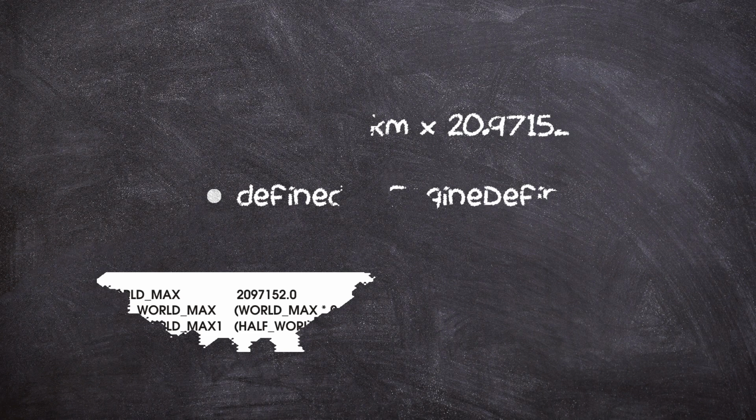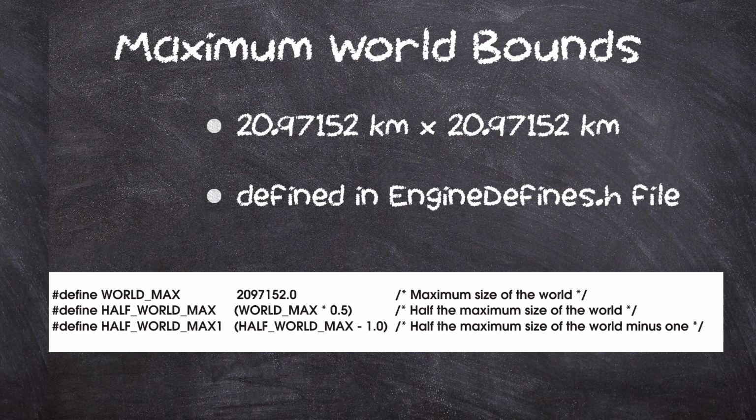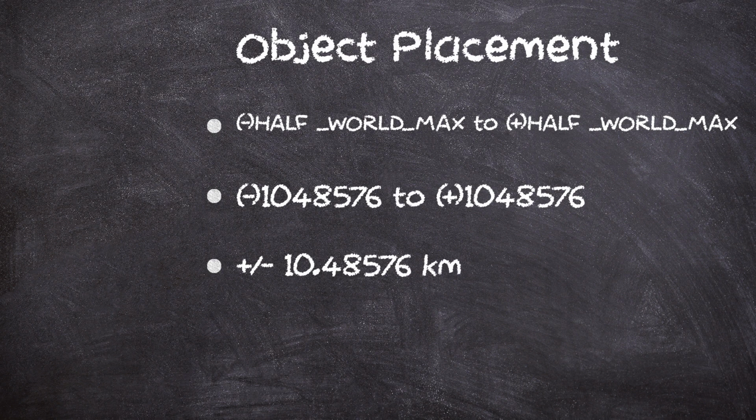The engine's maximum world bounds is 20.97 kilometers by 20.97 kilometers, as defined by the WORLD_MAX constant, in engine units, as defined in the EngineDefines.h header file. Objects in the world can be placed from -half world max to +half world max, which is from minus 10.48 kilometers to plus 10.48 kilometers, or plus or minus 10.48 kilometers.